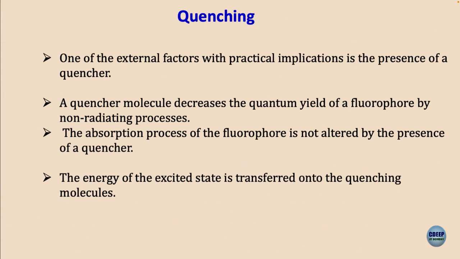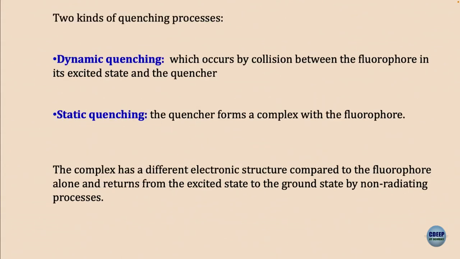So there can be two kinds of quenching. One is called dynamic quenching, one is called static quenching. Dynamic quenching, you see what is happening. I have a fluorophore, I have a quencher. If these two interact, there is a collision between the fluorophore and the quencher in the excited state, this kind of quenching will be called dynamic quenching. And if a quencher forms a complex with a fluorophore, there is no association and dissociation, it just forms a complex with the fluorophore, this will be called static quenching.